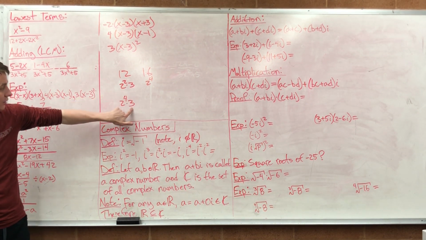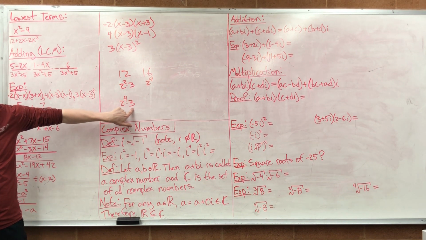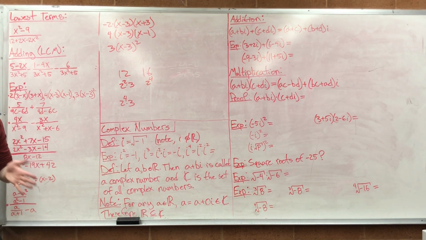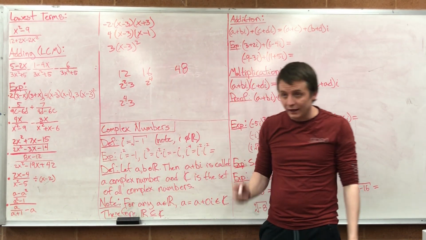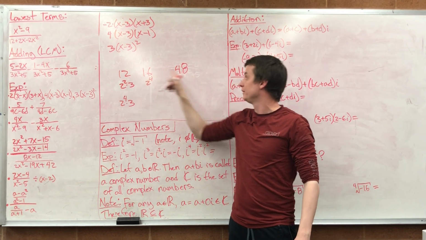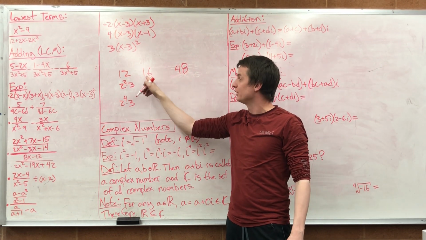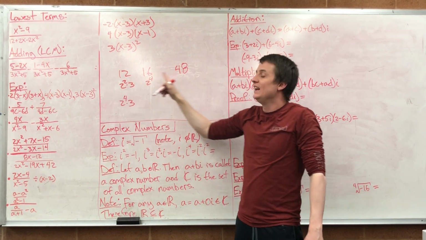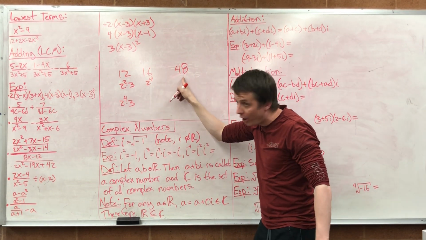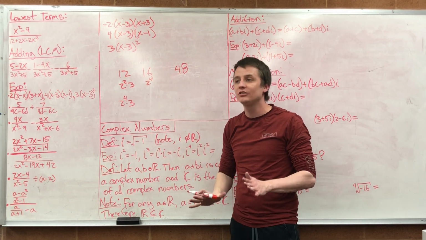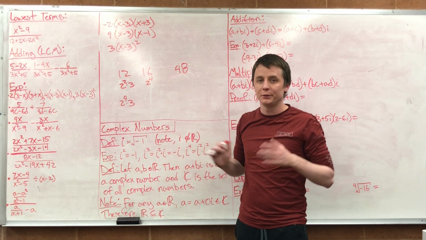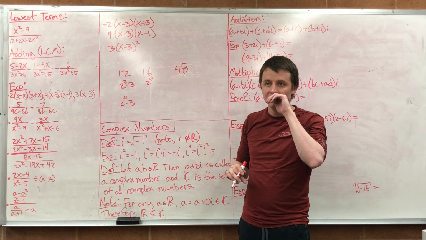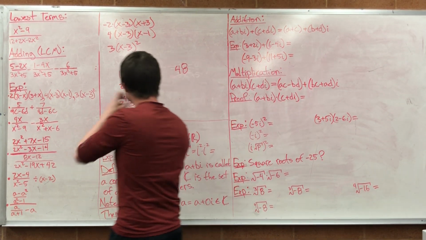Because notice that this is a factor of this, and this is a factor of this. And so this number, when you multiply it out, 16 times 3, what's that? 48. Notice 16 is a factor of 48, and 12 is a factor of 48. Or 48 is a multiple of 16, and 48 is a multiple of 12. It's a multiple of both those numbers, and it's the smallest one that's common to both those numbers. Least common multiple.